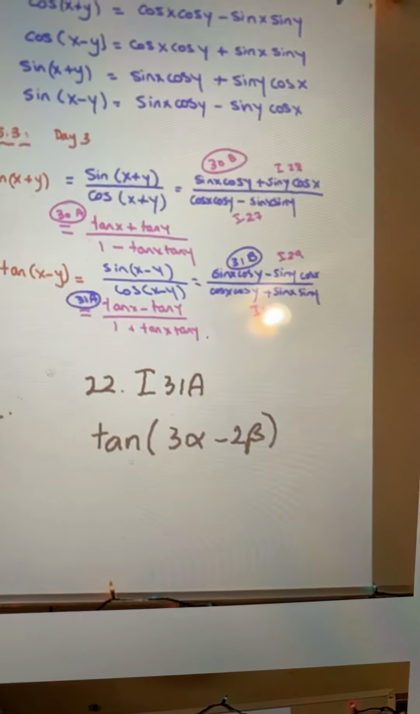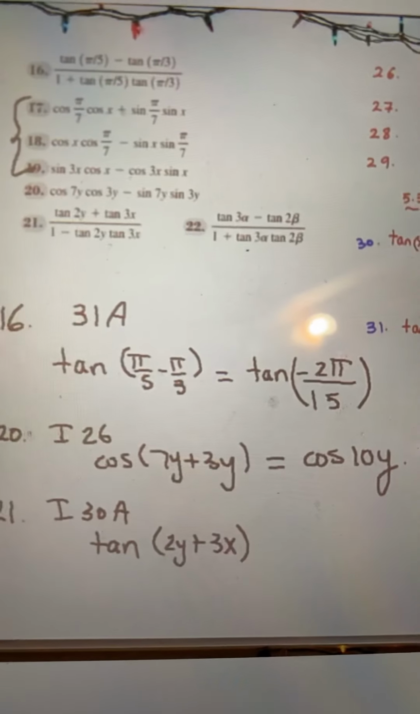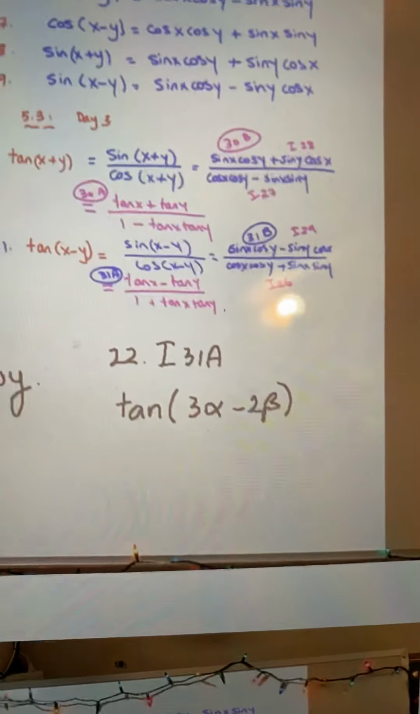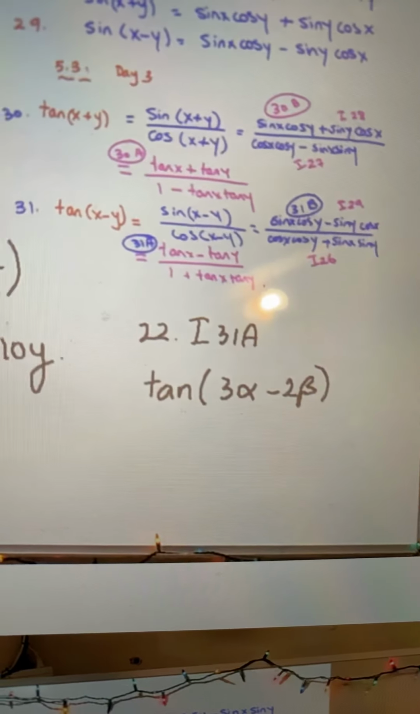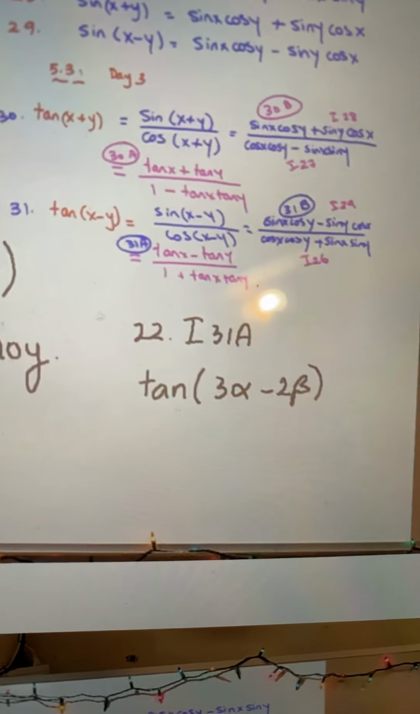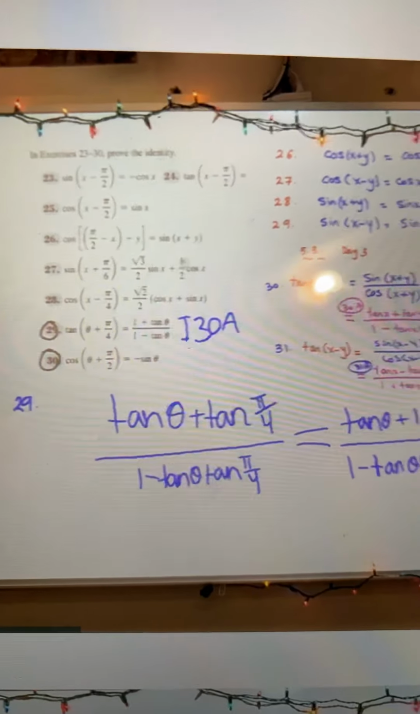22, similarly, it's 3 alpha minus 2 beta. Again, alpha and beta are Greek letters, just like x and y. We just use them to refer to angles. Let's take a look at other examples as well.